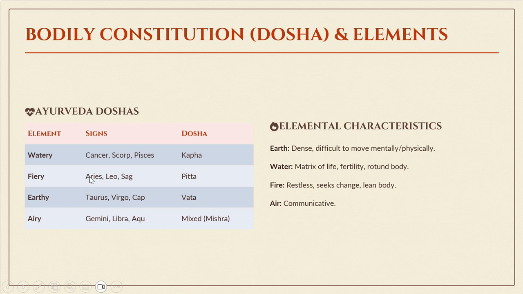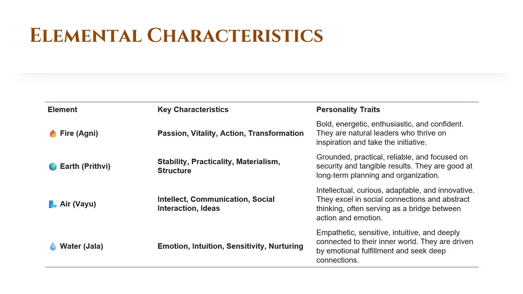So first Rashi Agni, Prithvi, Vayu, Jal. Very simple sequence. Now every Rashi has been given a particular element and the sequence is fixed. First is Agni, second is Prithvi, third is Vayu, fourth is Jal. Okay, what do these represent?